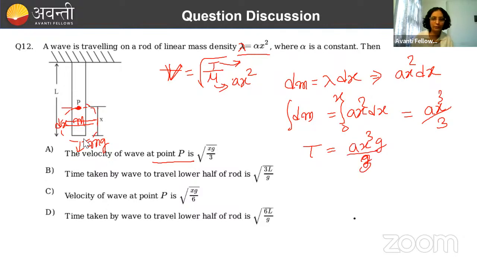Now what will be the velocity? तो अब आप velocity को लिख दो, बहुत ही easily we can write now. So velocity will be the square root of tension, that is ax cube g by 3, divided by mu, this one ax square, right?